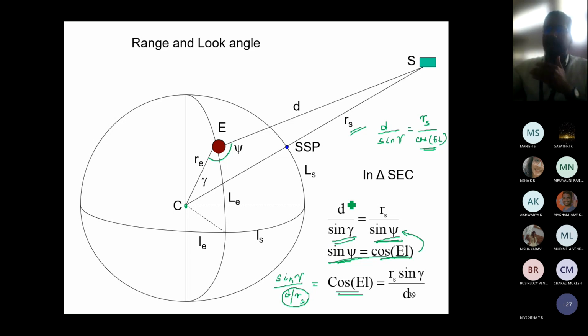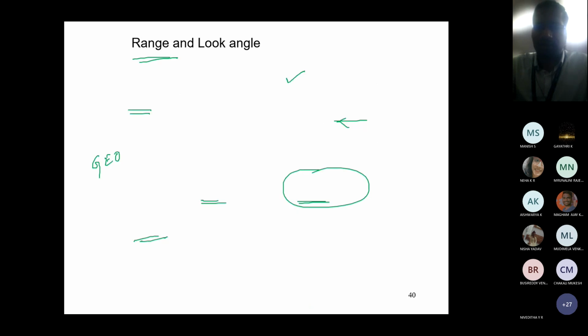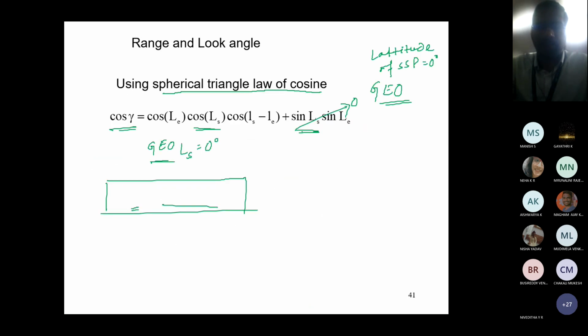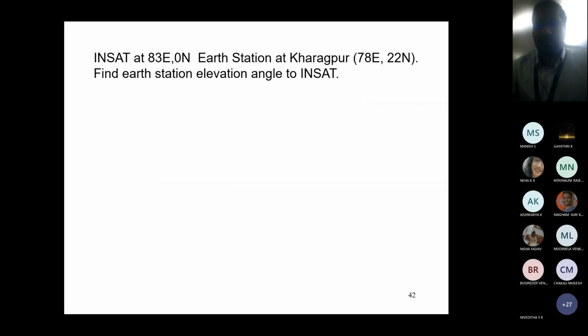That means when the ground station is transmitting some information, or the satellite is transmitting some information to the ground station, then that information covers how much distance. That is given by d in this calculation, which we can find out. Okay, so could you follow this explanation? In this case, we saw how to find out the range. Range is the distance between the ground station and the satellite.